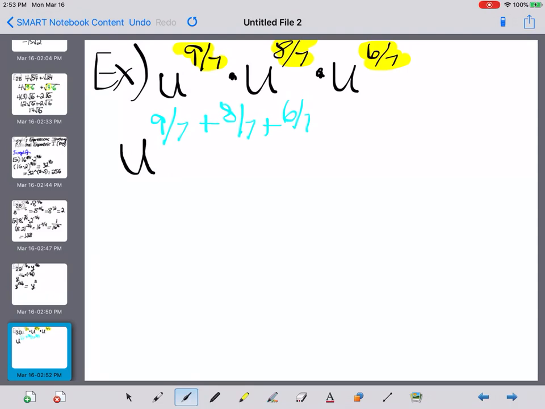So when I do that, 9/7, 9 plus 8 is 17. 17 plus 6 is 23. So they all had a common denominator. It made our lives quite a bit easier. So we're going to have u to the 23/7. And, well, that's really all we can do because 23 and 7 don't have a common factor. So I can't really simplify that any.